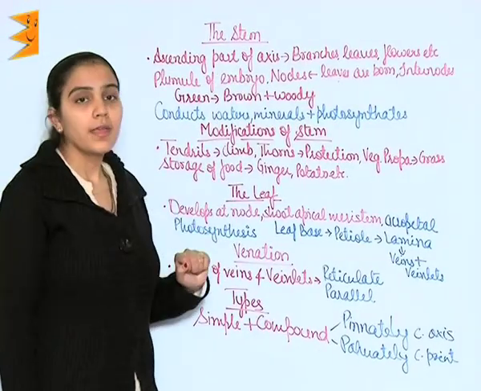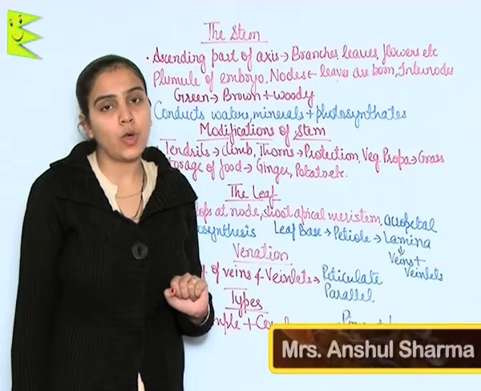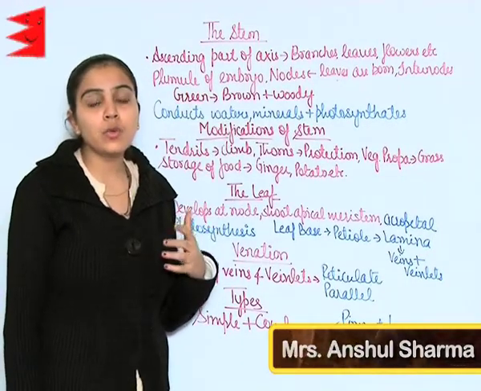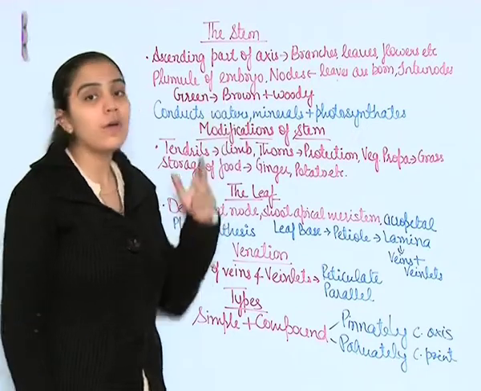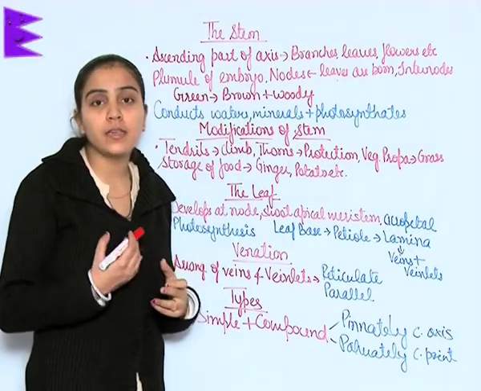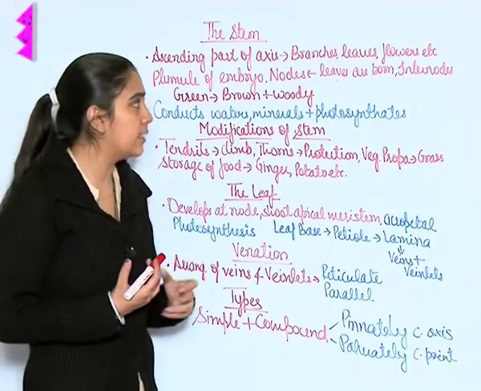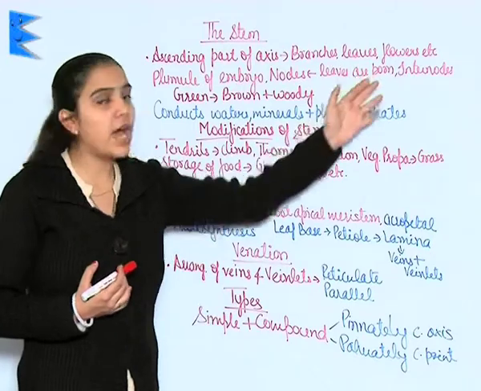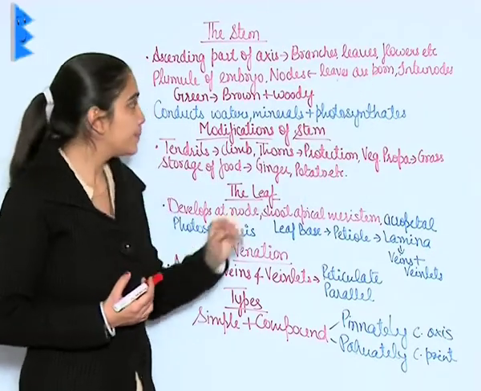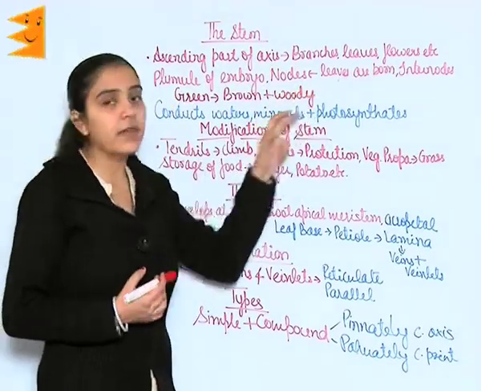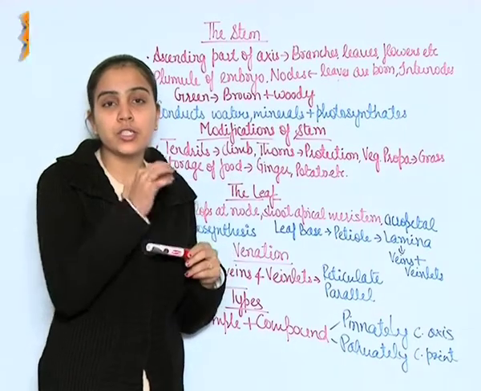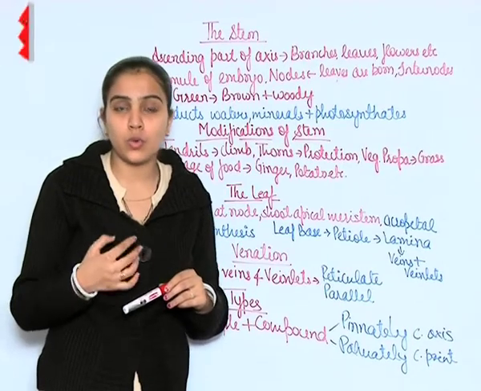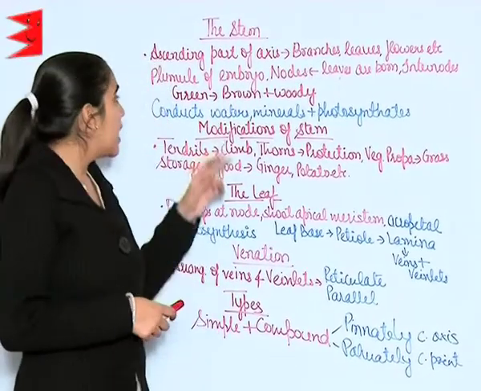The stem. It is the ascending part of the axis which originates from the plumule of the embryo of a germinating seed. It bears branches, leaves, flowers, fruits, etc. Nodes are the regions through which leaves are born, and the gap between two nodes is known as the internode.